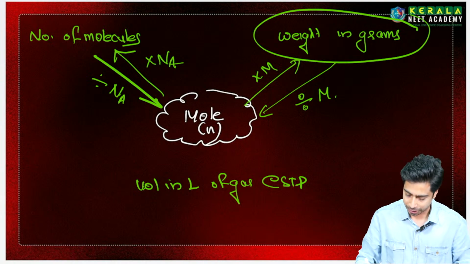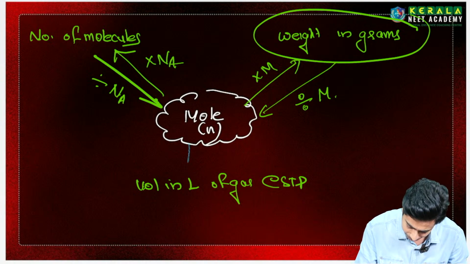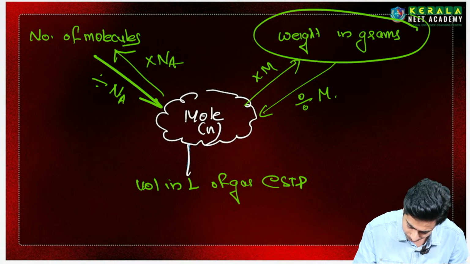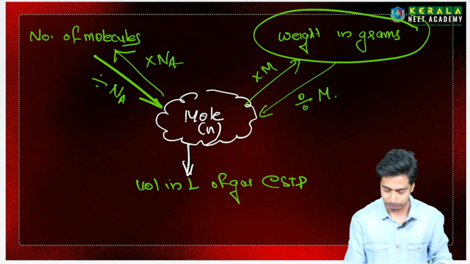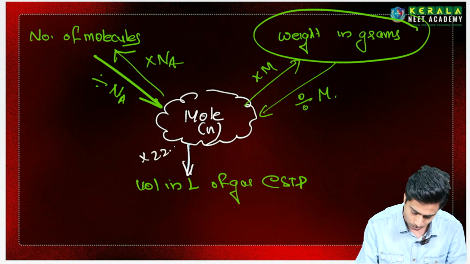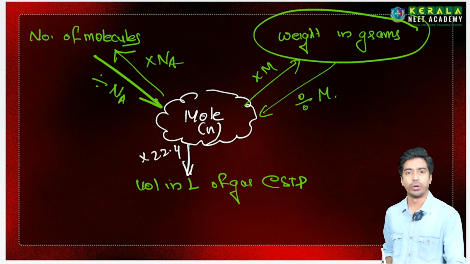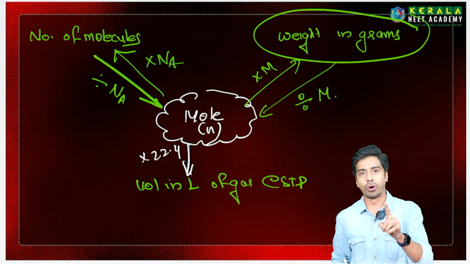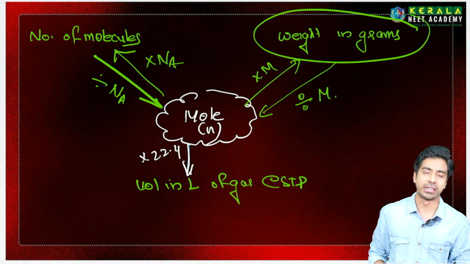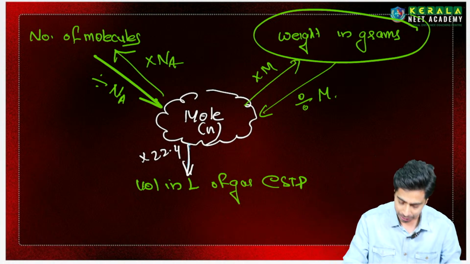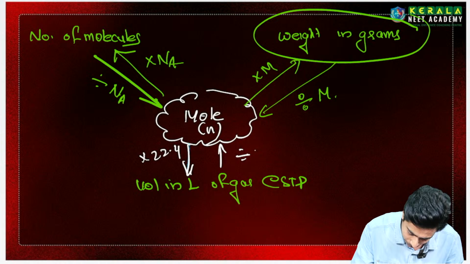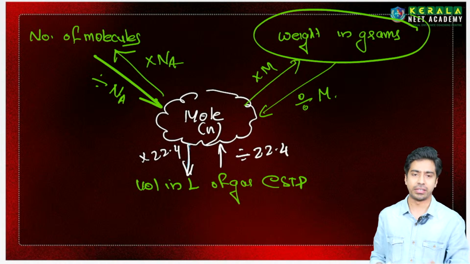Clear? Now the next calculation, see, now you have to go with moles to volume in liters. That is applicable only for gases. Multiply with 22.4. So 1 mole is equal to 1 into 22.4 liters at STP. 5 moles, 5 into 22.4. And divide by 22.4 for the reverse. This chart will be enough.